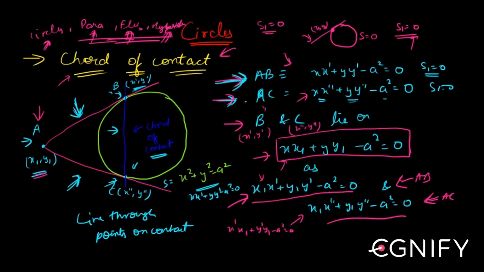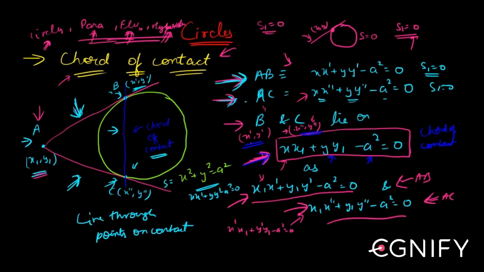Similarly, if I put x double dash, y double dash in this equation, then I will end up getting this equation. So even x double dash, y double dash satisfies this. So both these points satisfy this line. That means this itself is the equation of the line passing through them. So this itself is your chord of contact, because this is a straight line which is satisfying both this point and this point. And you can have only one straight line passing through 2 points, right? So this itself is your chord of contact.